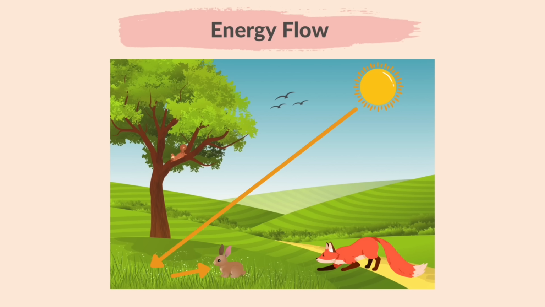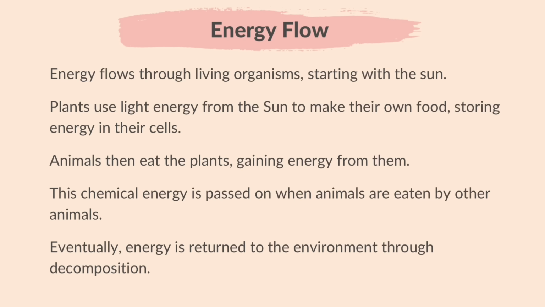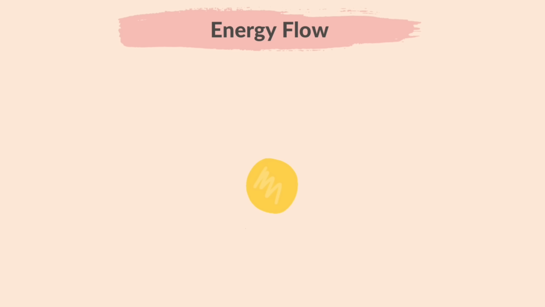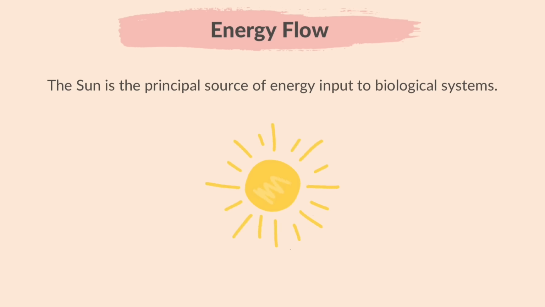Animals then eat the plants, gaining energy from them. This energy is passed on when animals are eaten by other animals. Eventually, energy is returned to the environment through decomposition. This flow of energy is vital for the survival and functioning of all living organisms. So the sun is the principal source of energy input to biological systems.